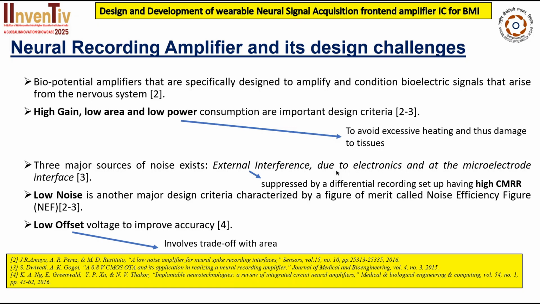Next, it should be interference free, which requires high CMRR, common mode rejection ratio. Also, it requires low noise, as these are very noisy signals, so the amplifier itself should not impose some noise on the signal. Also, it should have a low offset to improve the mismatch, which involves a trade-off. As we decrease the offset, we have to increase the width and aspect ratio of the MOSFETs to reduce the mismatches and reduce the offset. So there is a trade-off with the area.